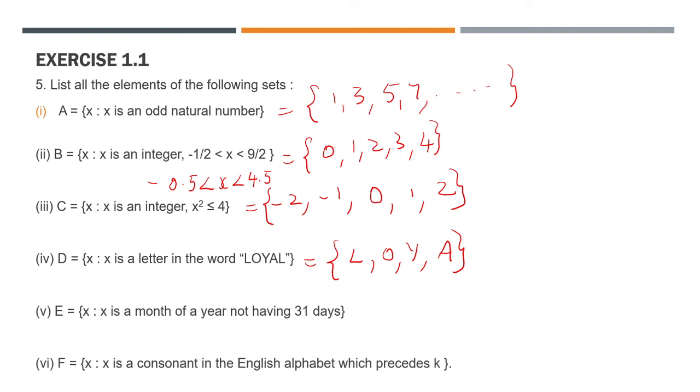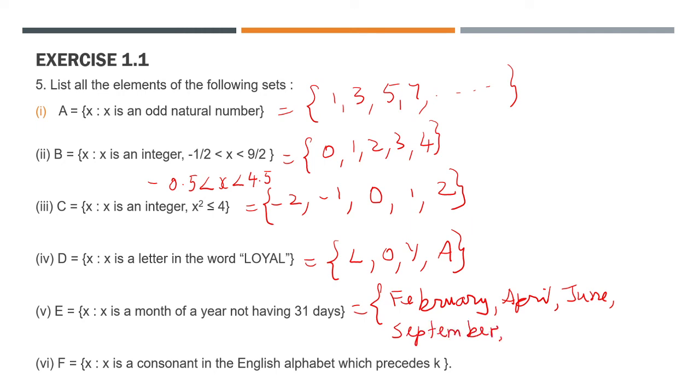Next one is E is equal to the set of all x such that x is a month of the year not having 31 days. So, we have to look for all the months that do not have 31 days. They are February, since January has 31 days, February, March has 31 days, April, May has 31 days, June, July and August have 31 days, September, October has 31 days.